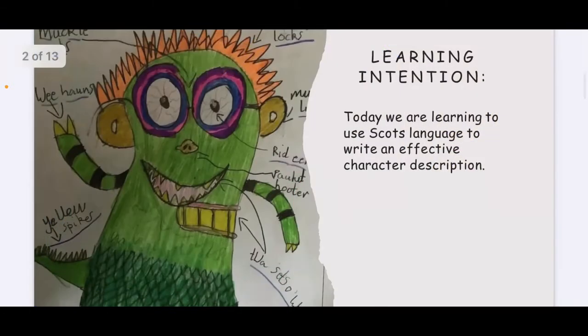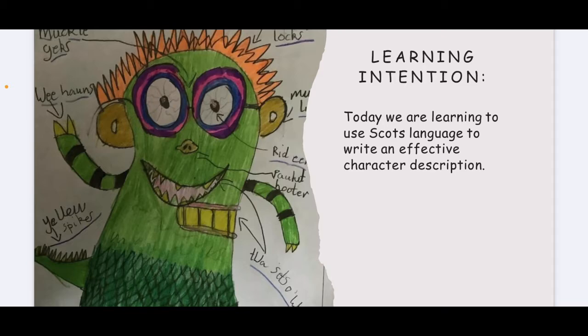So our learning intention for today: we are learning to use Scots language to write an effective character description. And look at this monster here. He has wee horns, yelly spikes, twa sets of wallies. He's got 2 sets of teeth, red eyes, and muckle gecks, muckle big glasses. What a fantastic monster and super descriptions.